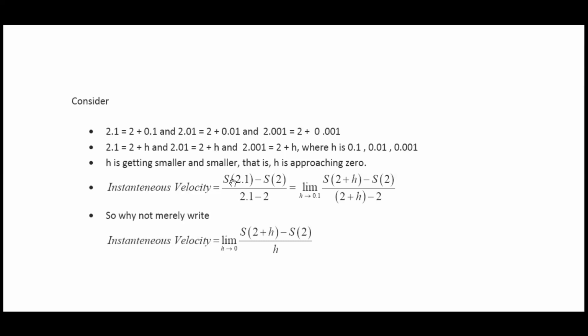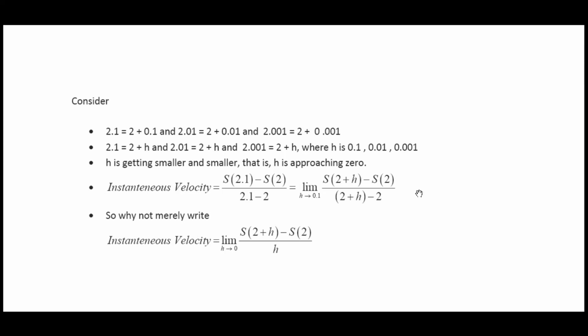But let's rewrite our formula for instantaneous velocity, which we did earlier on the other page. Instead of s of 2.1, we write s of 2 plus h, minus s of 2, over 2 plus h minus 2. In other words, we're writing s of 2.1 as s of 2 plus h, where h is 0.1. So let h be 0.01. That's saying the same thing here. The limit of this, if you substitute in 0.01 for h, gives you the same thing. These two quantities are the same.